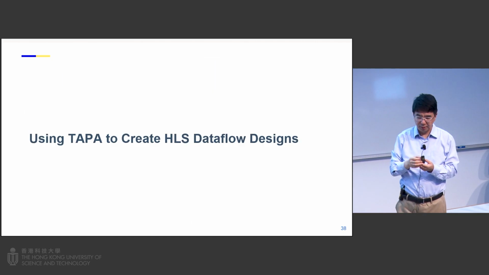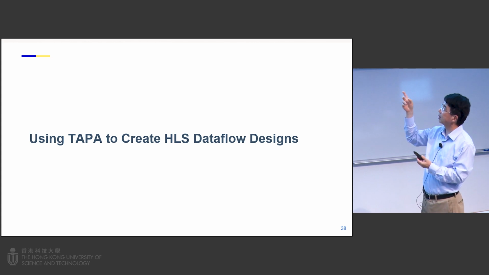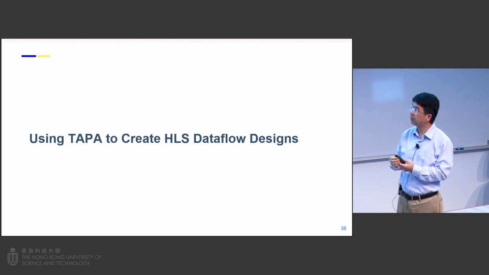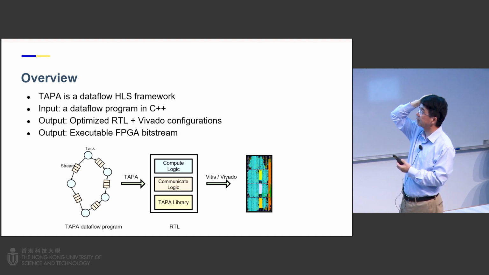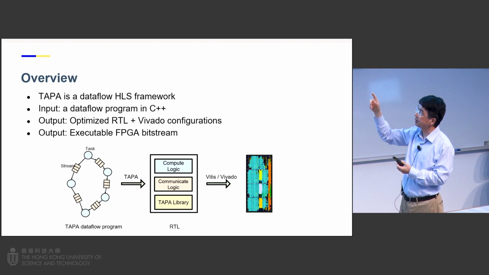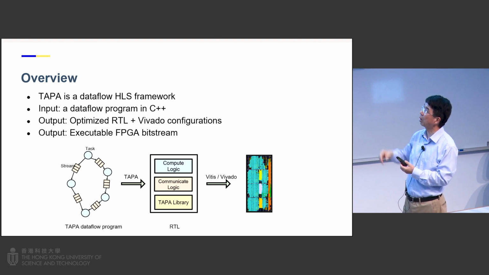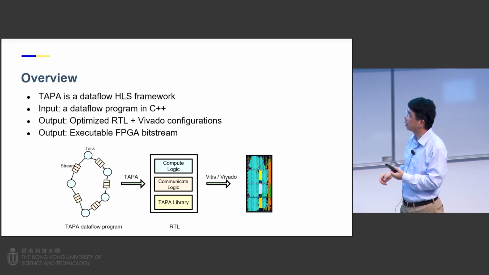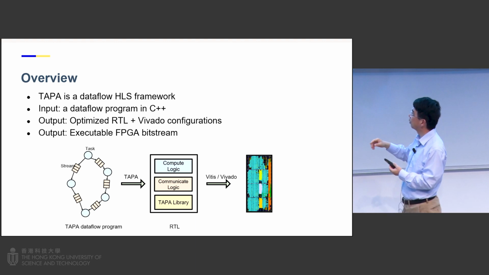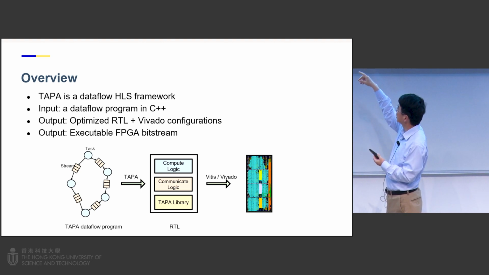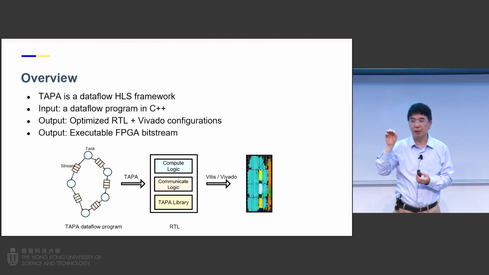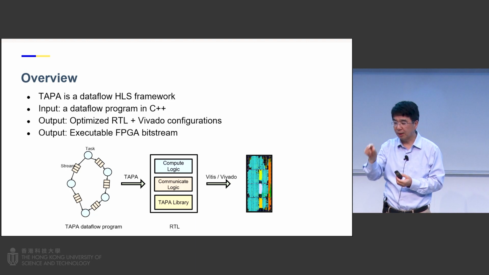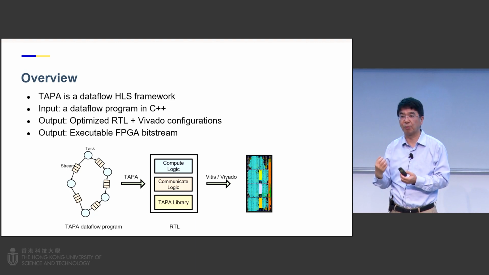How do you use it? The key to use it is that you want to create a data flow design style. But it's very easy. The simple extension is that we have a system called TAPA, which allows you to describe a data flow-based high-level synthesis design. The key difference between data flow versus non-data flow design is that every module in a data flow design communicates through FIFOs. So I write data into a FIFO, you read data from a FIFO.